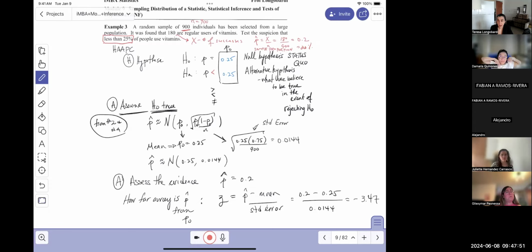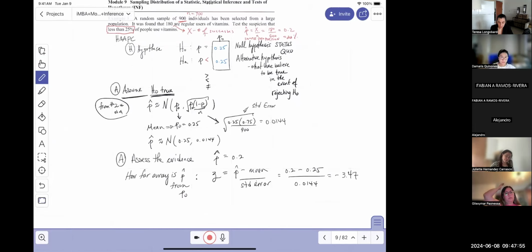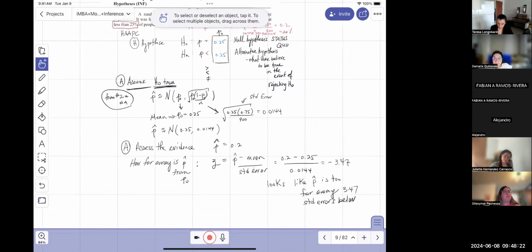It's 3.5 standard deviations away. So we're not finished yet. We still have 2 more steps, but we're going to say looks like p hat is too far away. It's 3.47 standard deviations, or standard errors, below the mean.